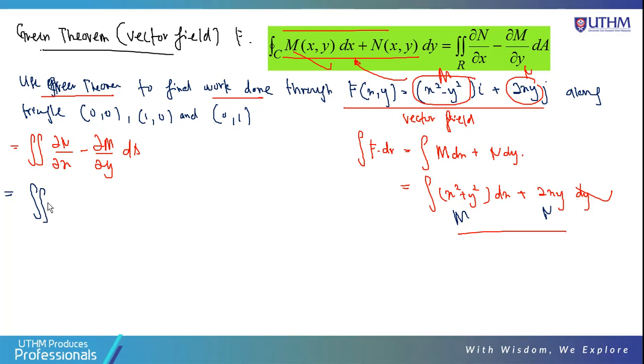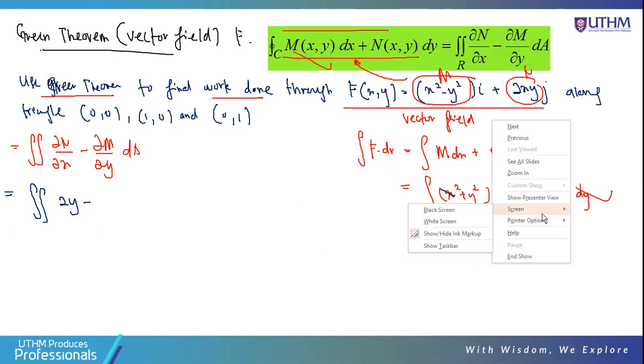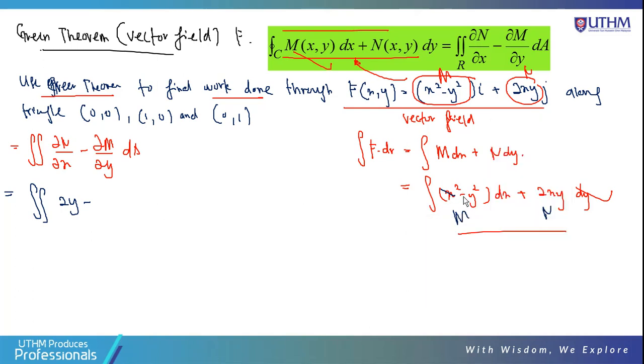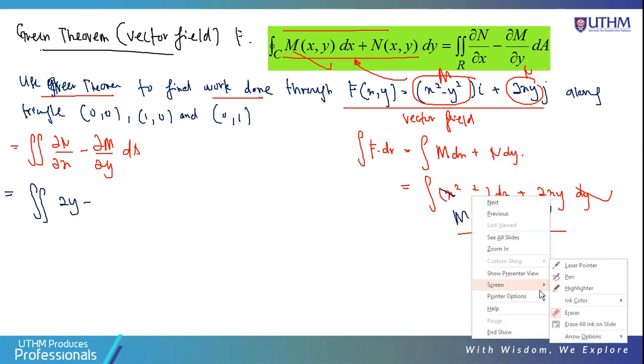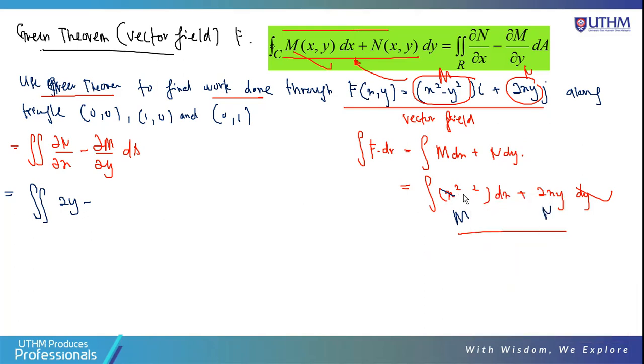the line integral: n with respect to x. So x leaves 2y, 2y minus m with respect to y. This one is zero, so it becomes 2y. Then the minus, this one is minus, sorry, this one is minus y², so minus minus becomes plus. So minus 2y dA. Okay, settled.